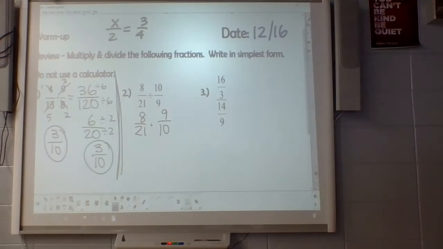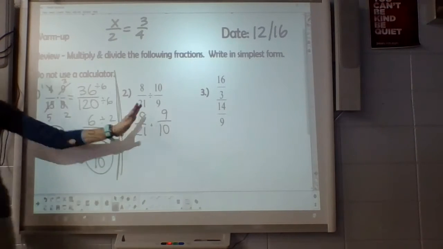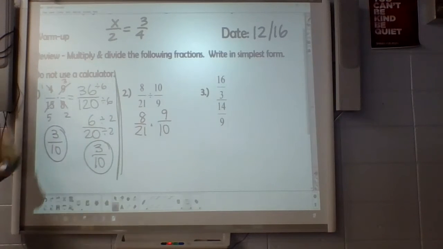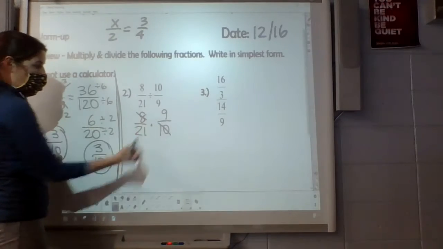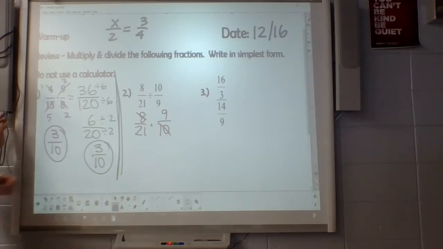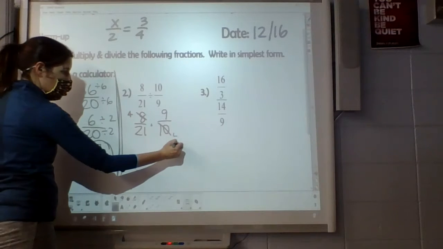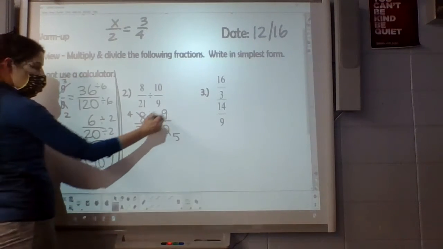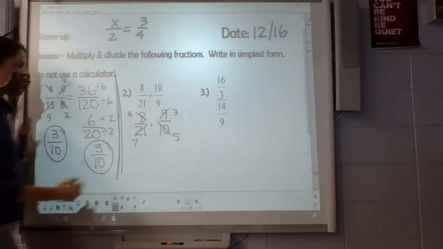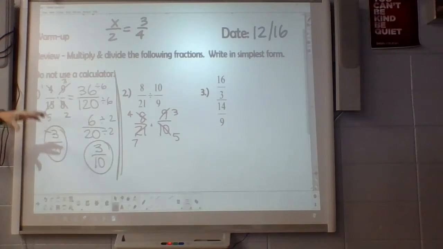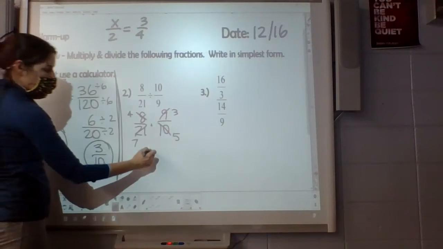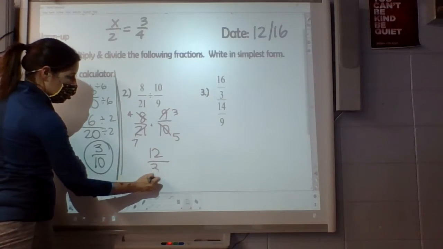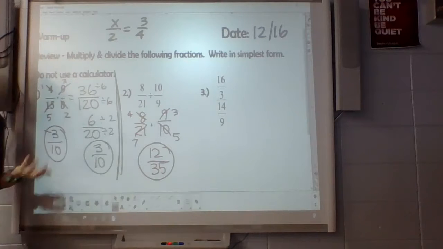Okay, so now in this one again, you could multiply across the top and the bottom and try to simplify. Or we could do some cross canceling. So when we cross cancel, the 8 and 10 can both be divided by 2. The 9 and 21 can both be divided by 3. Good job, Nick. And then we can multiply across the tops and across the bottom. So 4 times 3 is 12. 7 times 5 is 35. It just makes the numbers smaller and easier to work with.